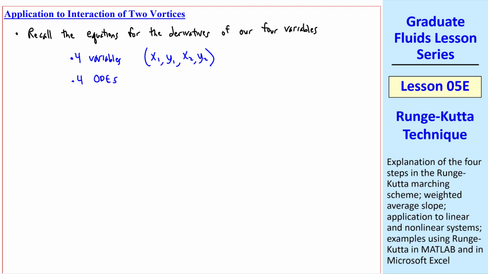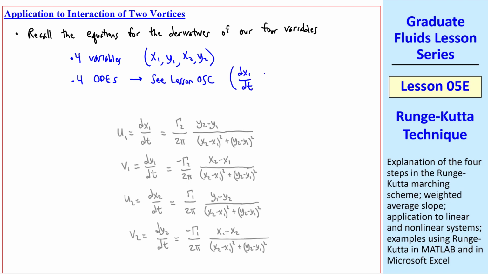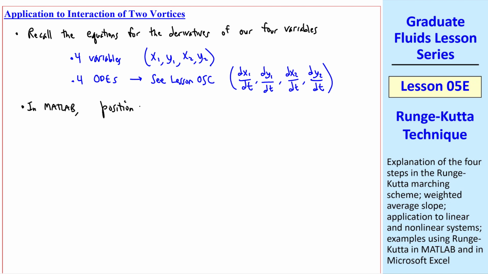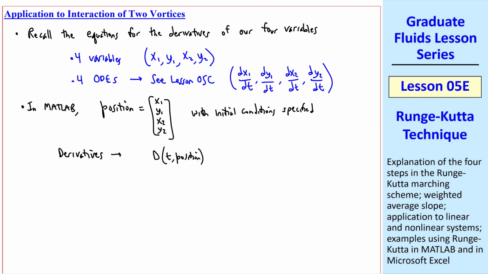We have four ordinary differential equations, which we developed in lesson 05C. These are expressions for dx1 dt, dy1 dt, dx2 dt, and dy2 dt. I show a screenshot from lesson 5C below. In MATLAB, our position variable is actually a column matrix of the four variables with initial conditions specified, namely the initial positions of the two vortices. Our derivatives are functions of time and position, also a single column vector with four elements, dx1 dt, dy1 dt, dx2 dt, and dy2 dt.